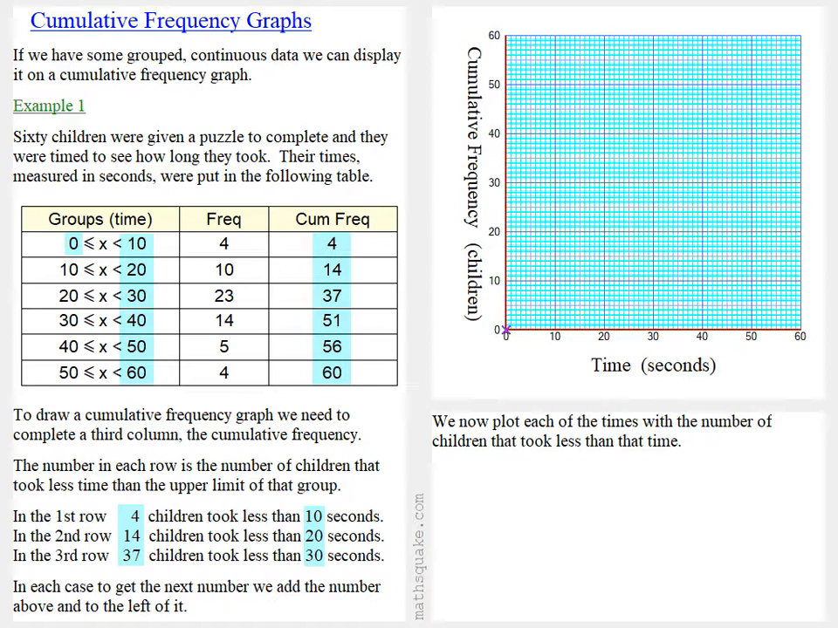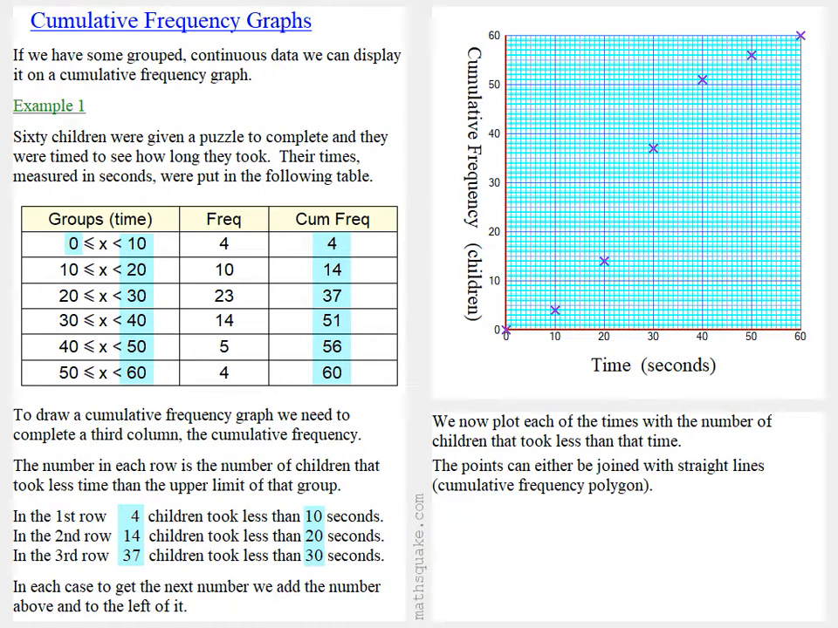And then in each case we plot the cumulative frequency with the upper limit for the time. So we plot the point 10, 4, we plot the point 20, 14, then 30, 37, 40, 51, 50, 56 and 60, 60. So this gives us each of the times plotted against the number of children that took less than that time. Now we have a choice.